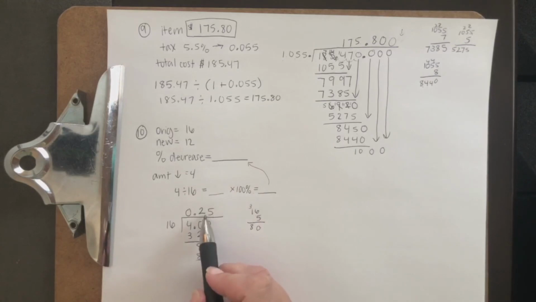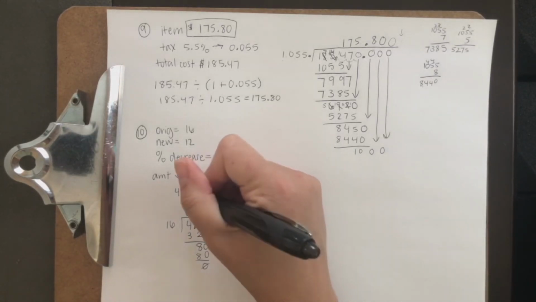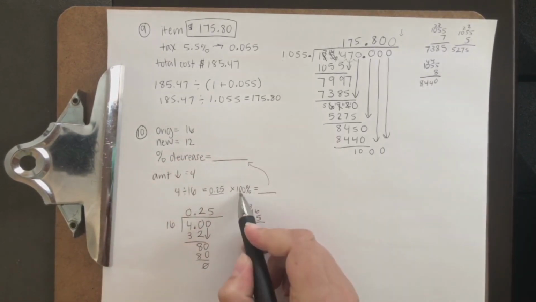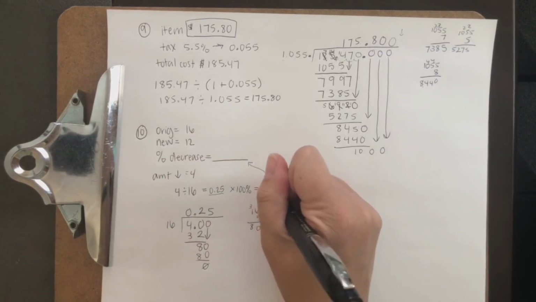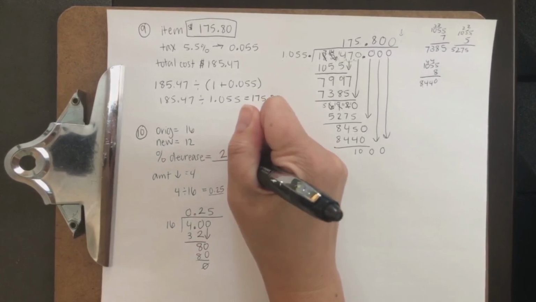So we have our first really nice number here out of this whole homework. So 4 divided by 16 is 0.25 times 100% is 25%. So the percent decrease is 25%.